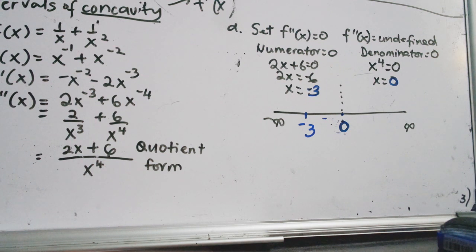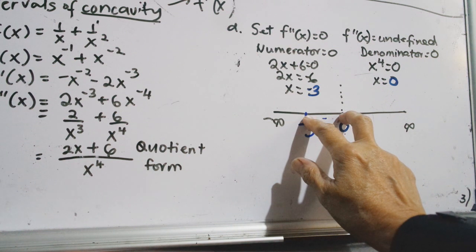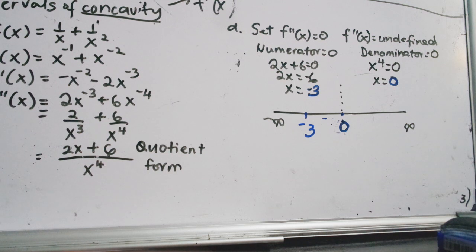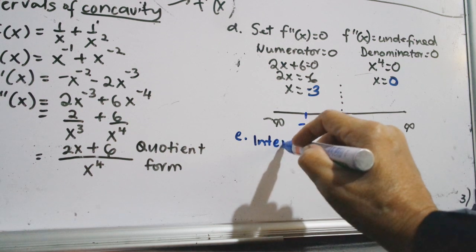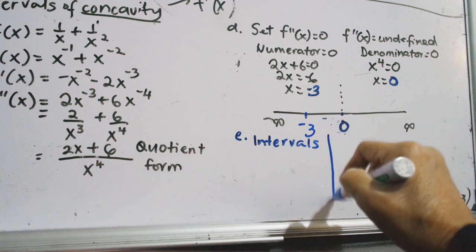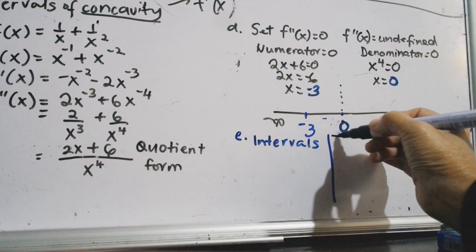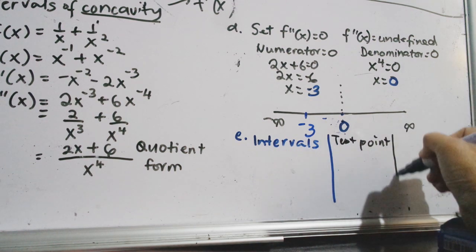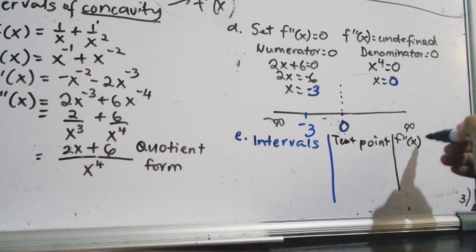After having these points there, it has created how many intervals? 3 intervals. So this is one interval, this is the second interval, and this is the third interval. So the next thing we do is to set up the intervals. So we have intervals, and then we have test point, and the last one is f double prime, because we want to check on concavity, not increasing or decreasing.